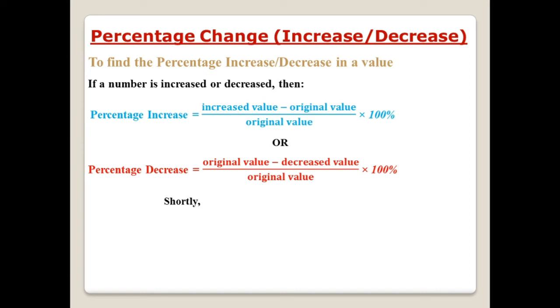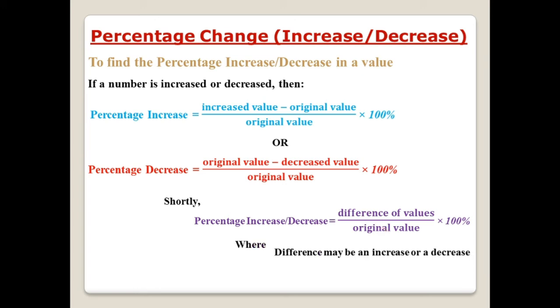Shortly, the formula can be written combinedly as the percentage increase or decrease is equal to difference of values over original value multiplied by 100%. Means if you have to find either increase or decrease in percentage, just you have to subtract the values given in the question and then divide it by the original value, then multiply it by 100.